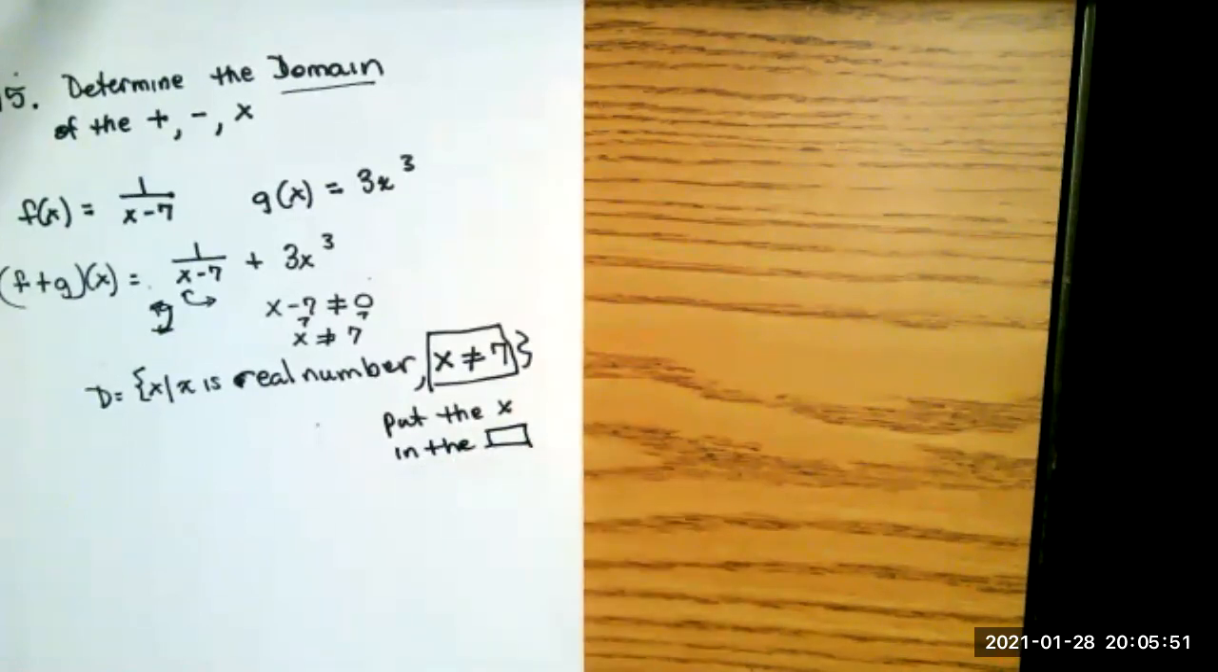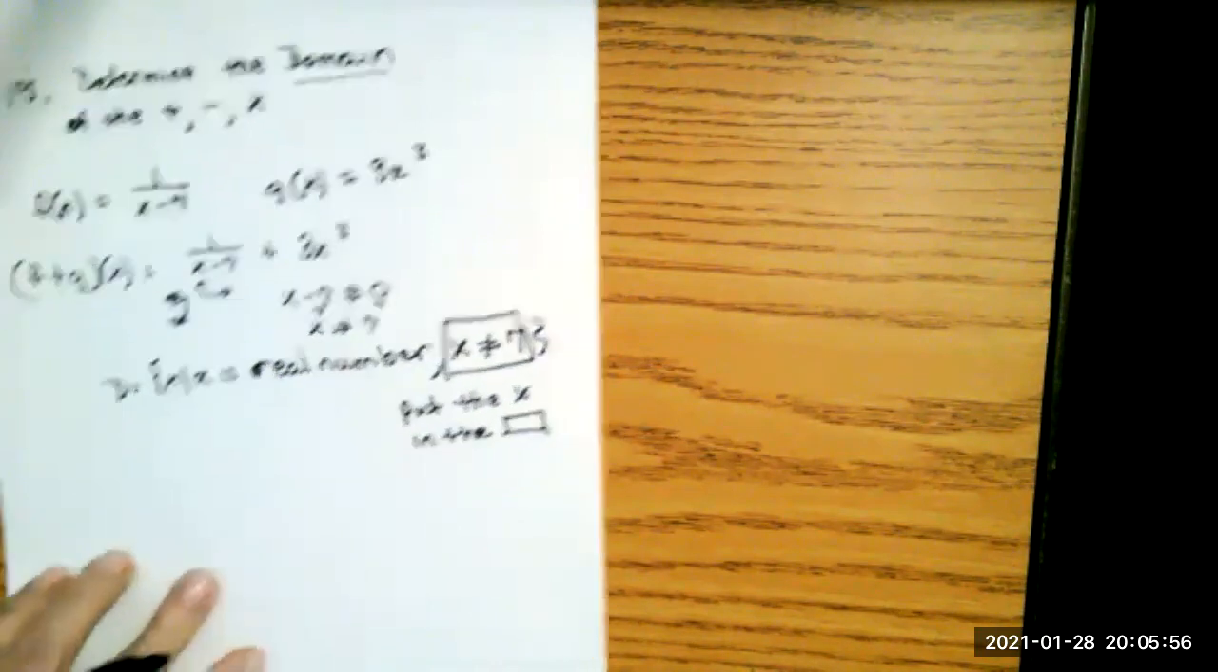There's a little box there. You have to put the X in that little box. If you don't put X and you just put not equal to 7, it won't take it.